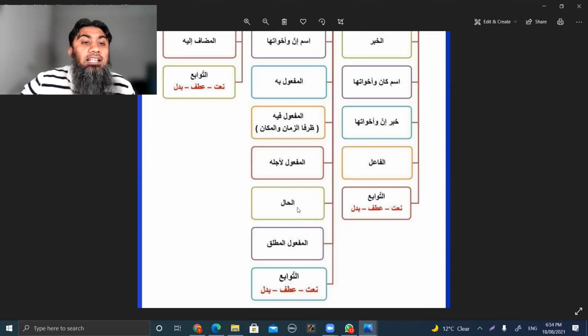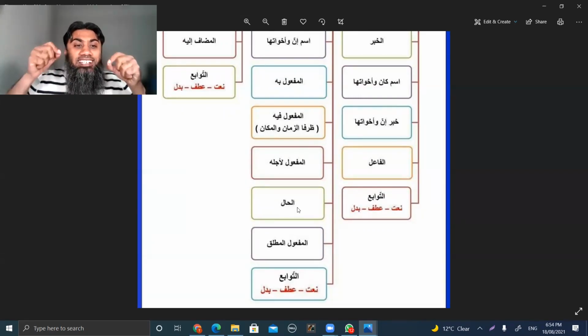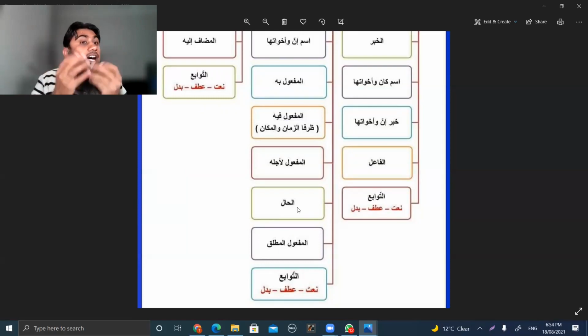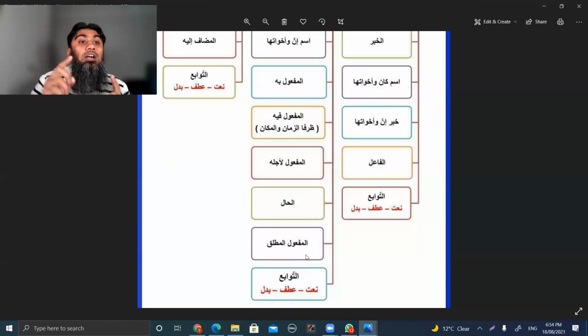Okay, and then al hal means how. If maf'ul gives the answer of how, we call it maf'ul hal. And maf'ul mutlaq means when maf'ul does not give the answer of what, why, where, when, and how. Rather, it simply makes the sentence emphatic.